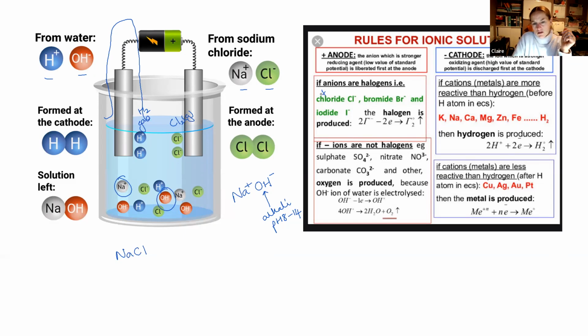The negatives could be the halogens, which is here, or it could be one of these like groups at the end.